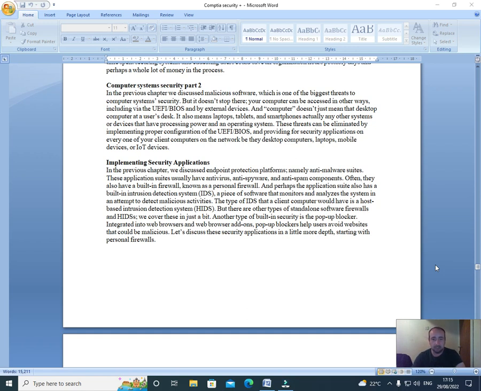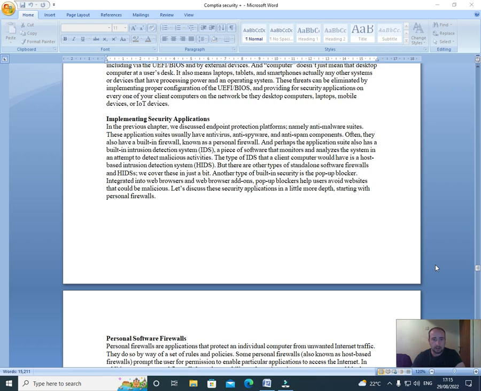Implementing security applications. In the previous chapter we discussed endpoint protection platforms, namely anti-malware suites. These application suites usually have antivirus, anti-spyware and anti-spam components. Often they also have a built-in firewall known as a personal firewall, and perhaps the application suite also has a built-in intrusion detection system, IDS, a piece of software that monitors and analyzes the systems in an attempt to detect malicious activity. The type of IDS that a client computer would have is a host-based intrusion detection system, HIDS, but there are other types of standalone software firewalls and HIDS. We cover these in just a bit.